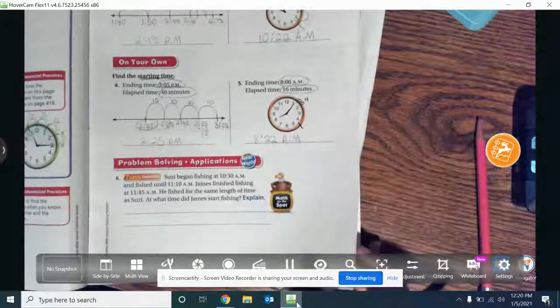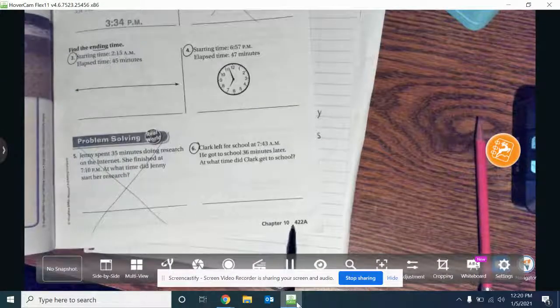All right, so make sure you guys know your homework. You're going to take a picture of page 121 that you should have been doing with the video. And you're going to take a picture of page 422A. 3 problems.